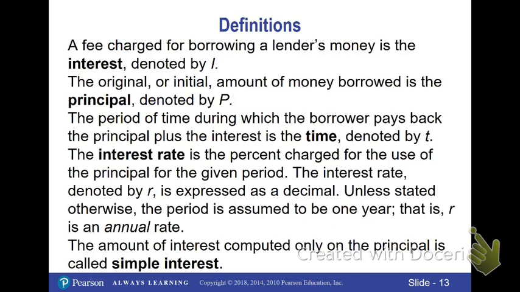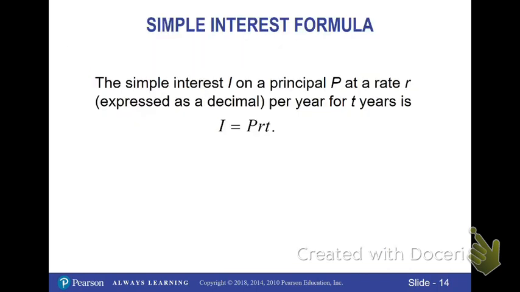And then the amount of interest computed only on the principal is called simple interest. And so for simple interest, we have this formula here. That's I equals PRT.